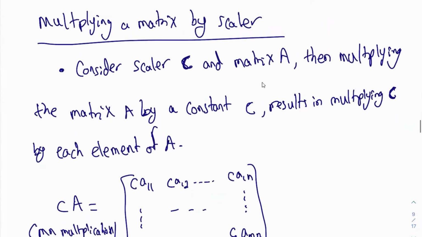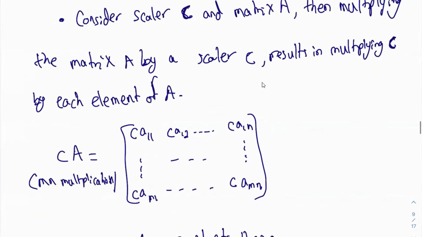Now, let's talk about multiplying a matrix by a scalar. So consider we have a scalar c and matrix A. So we multiply matrix A by a scalar c. It would be better to use a scalar here. The result is multiplying c by each entry of A. What does it mean? It means this. If we define A as before, as A11, A12, all the way to A1n, all the way to Am1 to Amn, then you're going to go ahead and multiply c by every single entry.